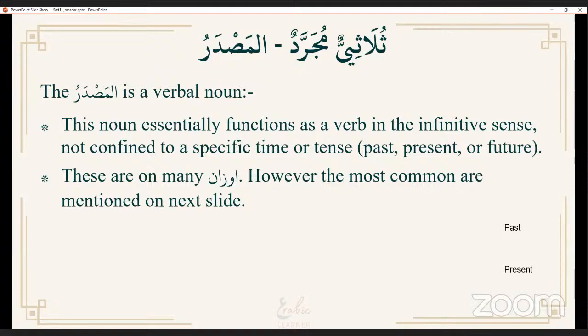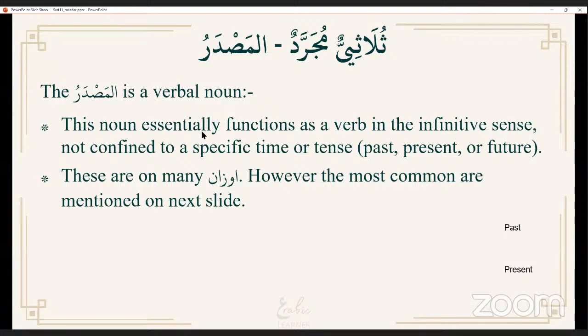Some of the scholars say there are about 80 awzan. But majority of the words come on only some of those wazans. So I'm going to explain only those to you. There are only a few of them, and most of the words come on those wazans.